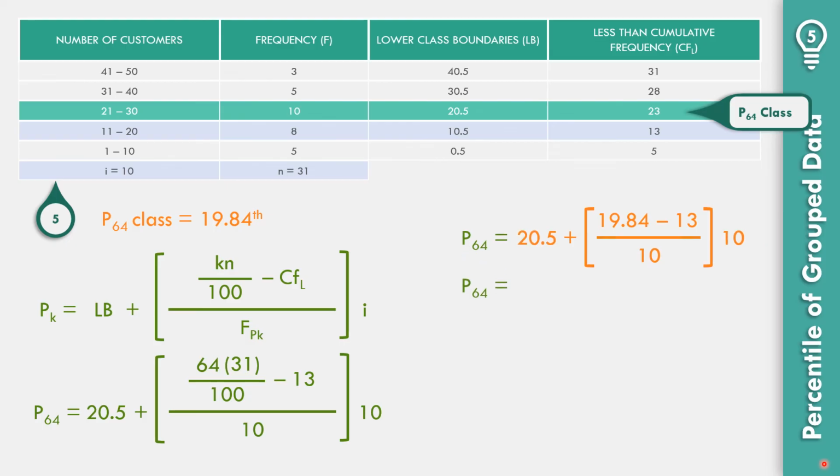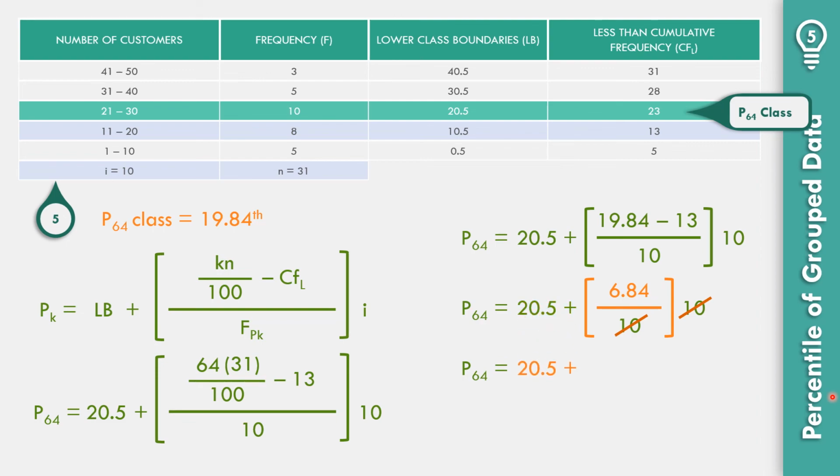So let us continue to solve. As you can see, 19.84 minus 13, the answer is 6.84. Cancel 10, because 10 divided by 10 is equal to 1. So right now, P sub 64 is equal to 20.5 plus 6.84. If we add, the answer for P sub 64 is 27.34. So 27.34, as you can see, is between the interval 21 to 30 of the P sub 64 class.